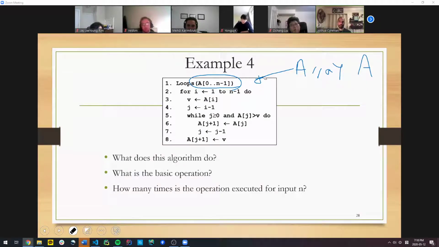Line 6 and 7. Right, line 6 and 7. Anyone want to defeat that? Do you all agree that line 6 and 7 are basic operations? How about line number 5? Is there a possibility that line number 5 could be running, but it doesn't go to line number 6 and 7?